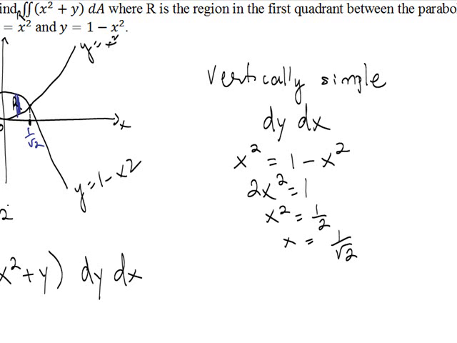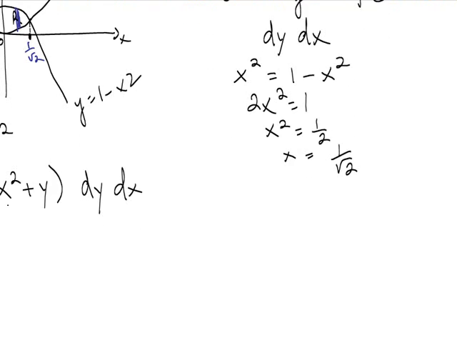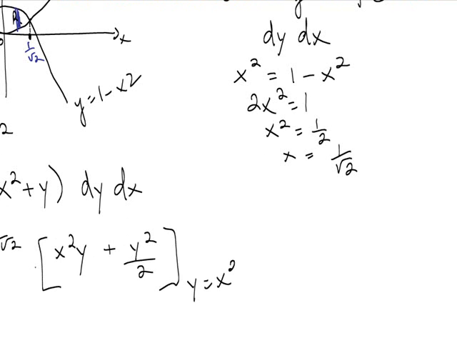Beautiful. So you have set it up. Note, please, if you set up the incorrect integral, everything is wrong. You have to get that right from the beginning, okay? Now let's integrate. So that is equal to the integral from 0 to 1 over square root 2. We integrate with respect to y. So that's x squared y plus y squared over 2, from y equals x squared to y equals 1 minus x squared, dx.